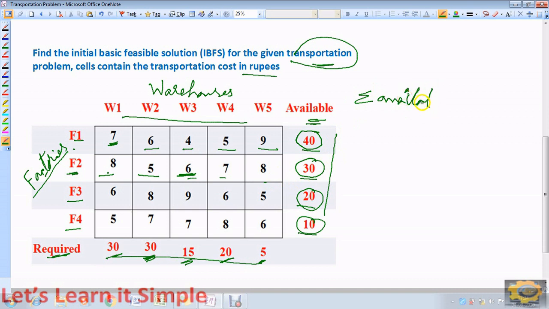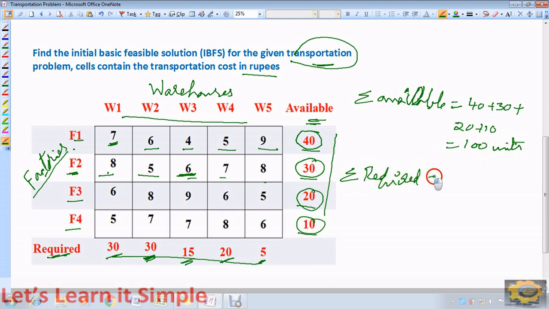So let us take the summation of availability. It will be 40 plus 30 plus 20 plus 10. This amounts to 70, 90, 100 units. If we take the summation of the requirement, it will be 30 plus 30 plus 15 plus 20 plus 5. So this amounts to 60, 75, 95, 100. Yes.